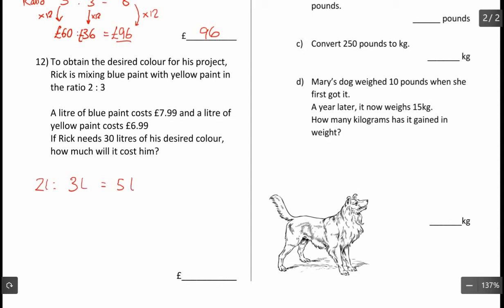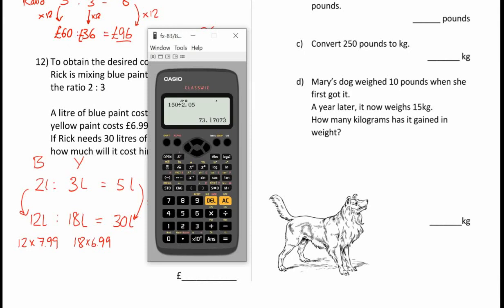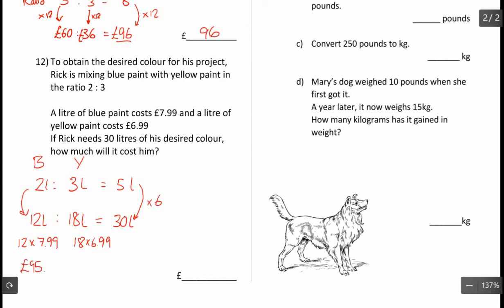Okay, so if I want 30 litres, I need to scale that up a bit. I need to times that by 6. So I need 12 litres of blue, and I need 18 litres of yellow, and that would give me my 30 litres. So I need to do 12 lots of $7.99 to work out the cost of that, 18 lots of $6.99, and then add together that cost. Let's work out what that is. $95.88 for the blue.